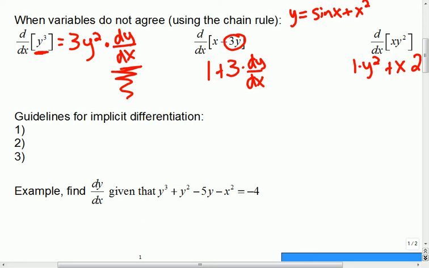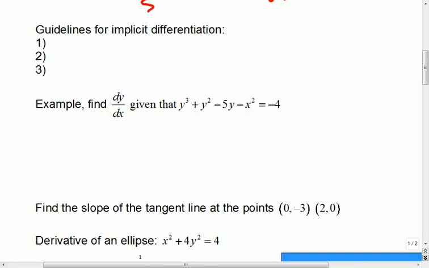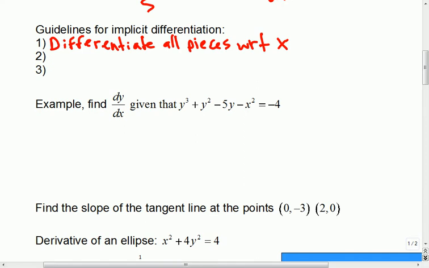So here's the way I usually do these. Just to give you some guidelines, the three things that I usually do: first, I differentiate everybody with respect to x. Differentiate all pieces with respect to x. Okay? That's what we just practiced. We just practiced differentiating with respect to x.